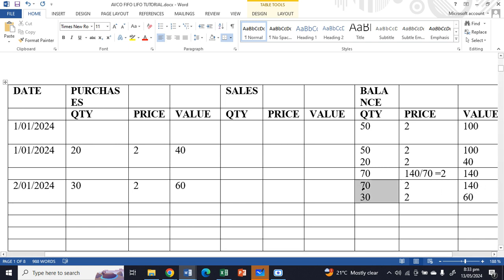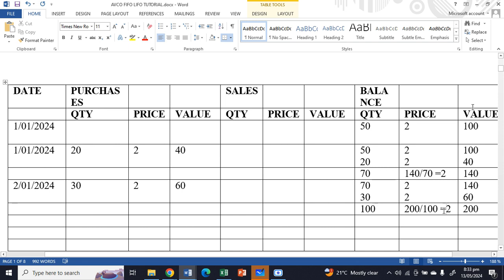So we total up the total number of goods we have in our shop, 70 plus 30, that is 100 units. The total value of the goods, 140 plus 60, that is 200. To get the average cost of our inventory, we say the total value, which is 200, divided by the quantity, which is 100 units, which is 2 kwacha. Since both of these are already 2 kwacha, you expect to get the same answer. Yes.